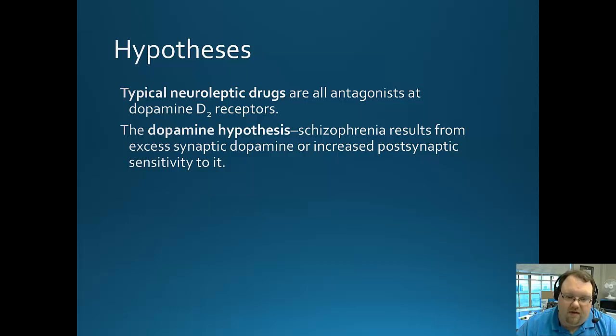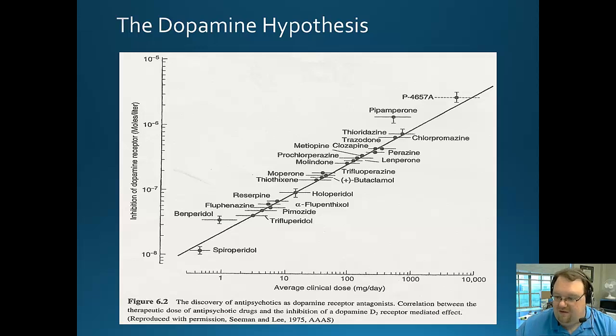So one piece of supporting information, I guess you'd say, is that if this is the case, you'd anticipate that the effectiveness of an antipsychotic would be strongly associated with how much it blocks the D2 receptors, right? And it turns out that that really is the case.